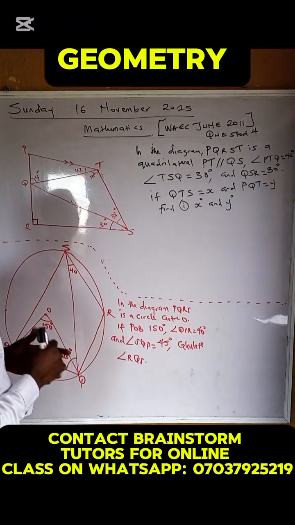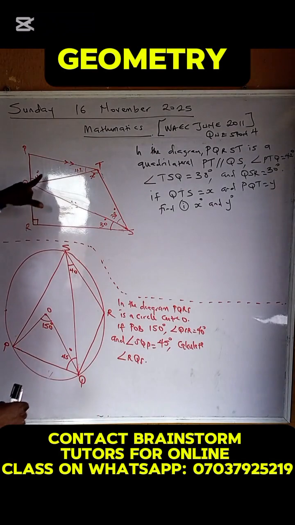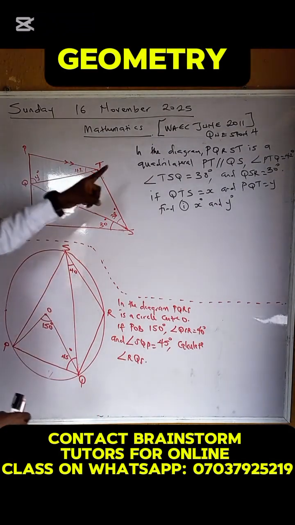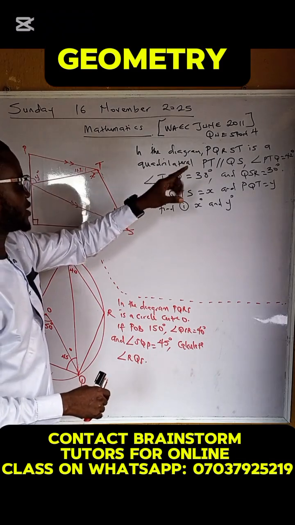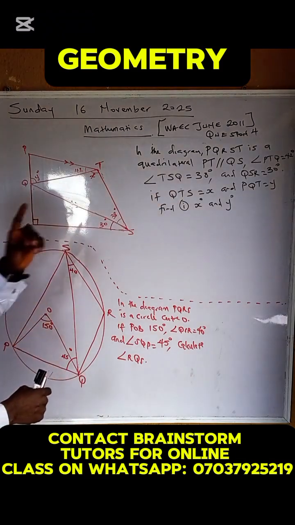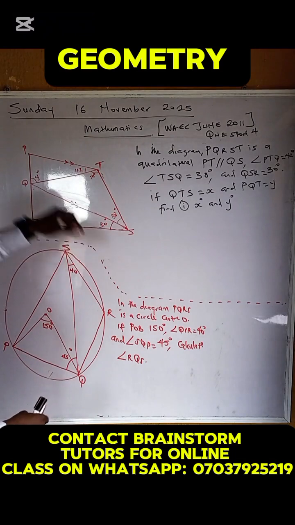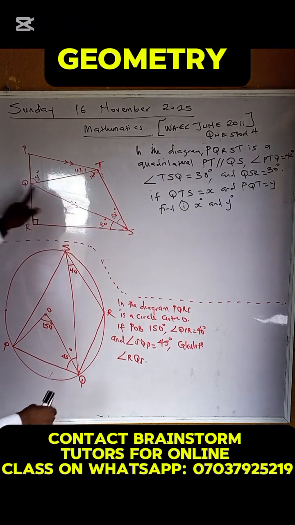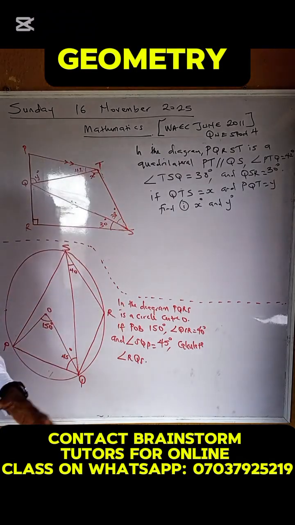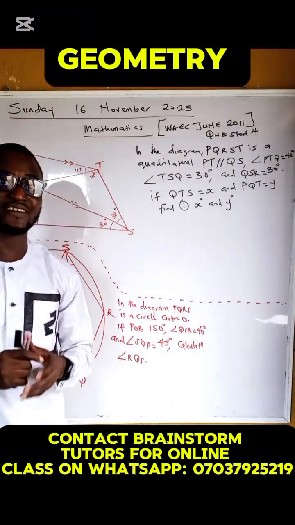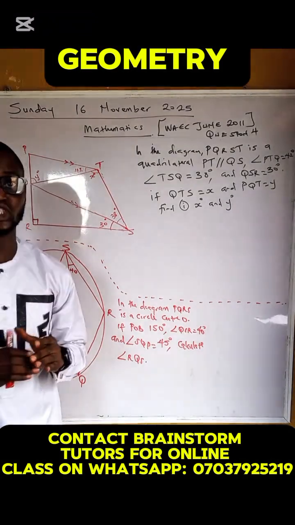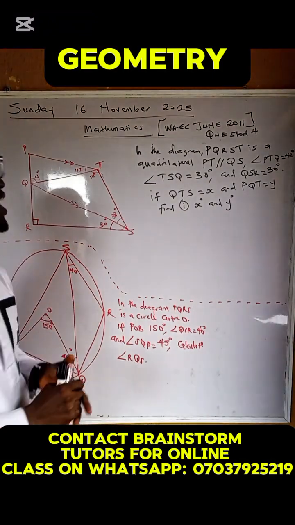What we have here, they ask us to find the value of y and x in this shape. They say that in the diagram, PQRST is a quadrilateral. They say that PT is parallel to QS. You can see PT is parallel to QS. Both of them are parallel lines. A parallel line is a line that never touches, and they move on a straight line, parallel with one another.